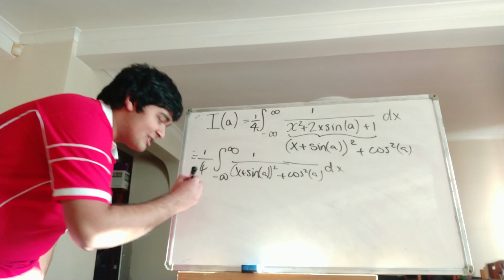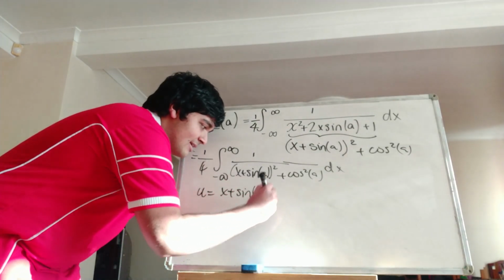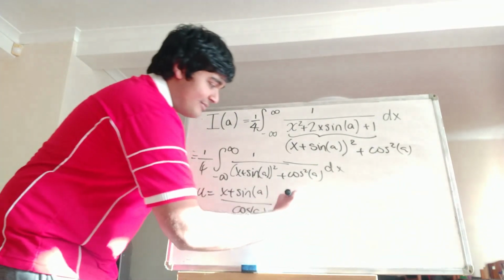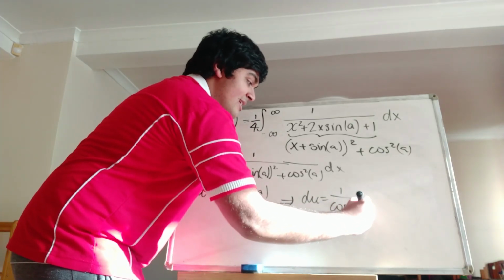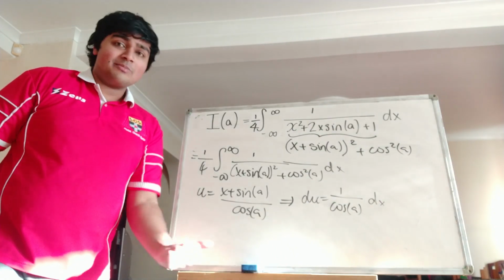We're going to do the u substitution. U equals x plus sine a, and then divided by cosine a. Okay, so then this of course gives us that du is just 1 over cosine of a dx. Now I guess one thing you might want to just be careful of is this dividing by cosine of a.